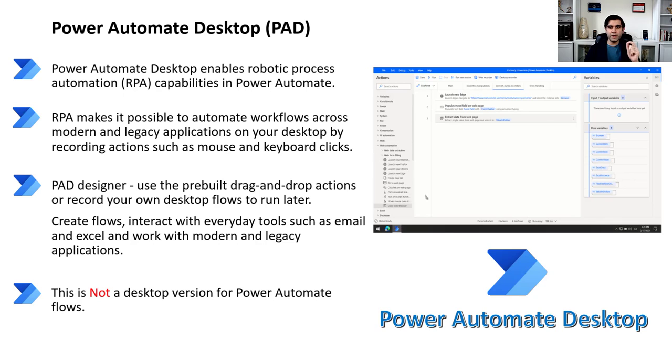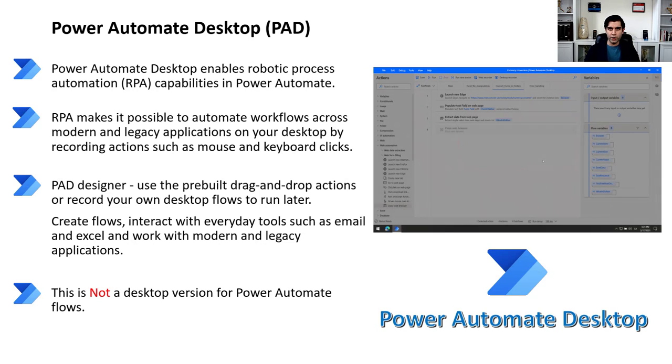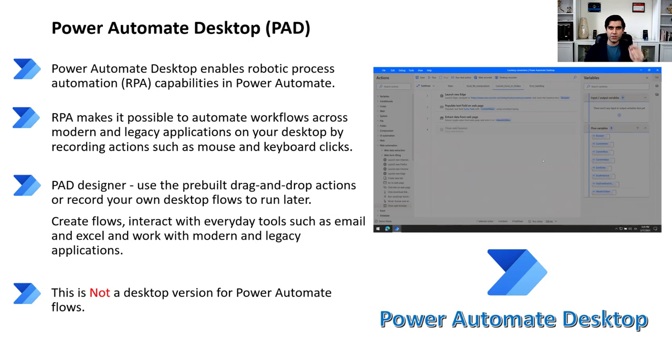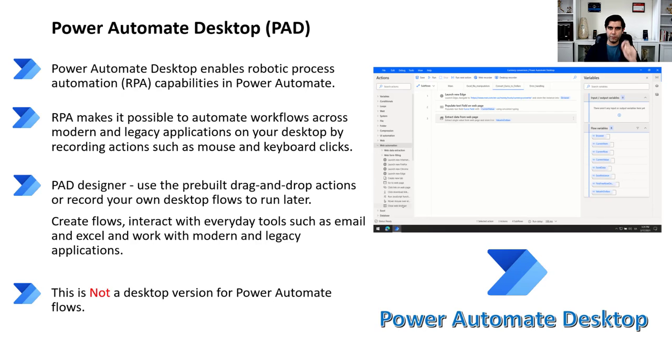Lastly, Power Automate Desktop is not the desktop version for Power Automate. You only build desktop flows, which is your robotic process automation capability-based flows in Power Automate Desktop. For automated flows, instant flows, button flows, your cloud flows, you would still build them in flow.microsoft.com.